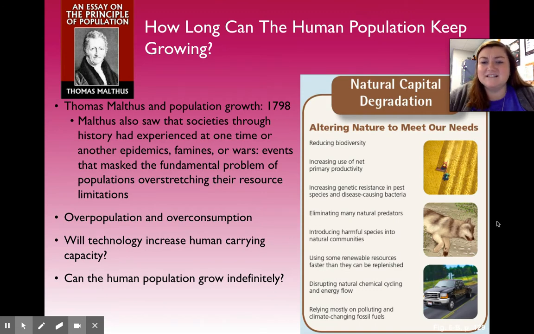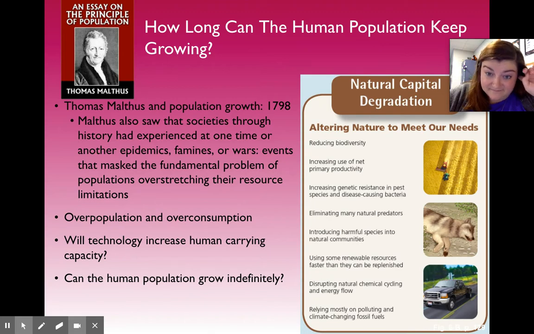There are certain things that we've been doing that have been pretty devastatingly affecting the Earth itself to meet the needs that we have as a population of 8 billion people. And a lot of that comes from degrading natural capital, from altering nature to meet our needs. So we have heavily reduced biodiversity.